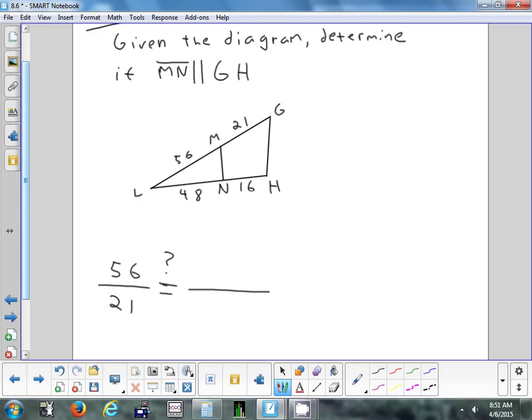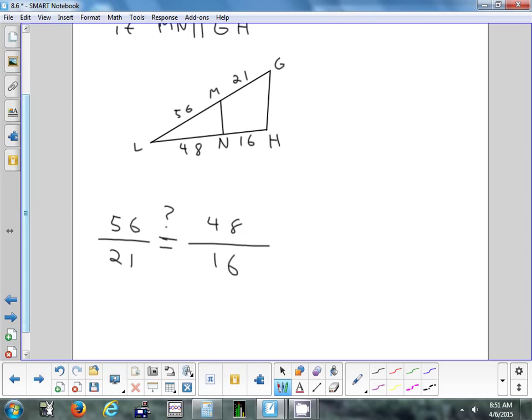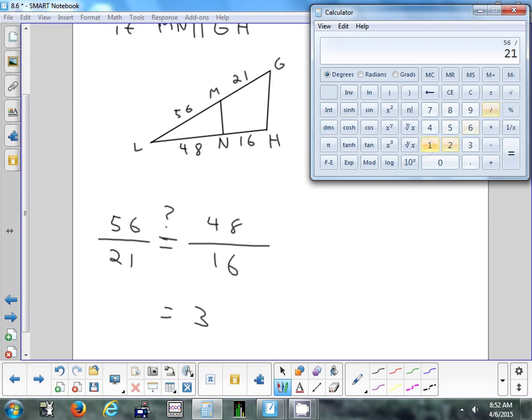Okay. And Ian, what would go on the other side? 48 over 16. Yeah. Just make sure when you set it up, you do it in the same order. Okay? Big over the small, big over the small. Looking at that, do people think these two fractions are going to come out the same? I mean, 16 into 48, that's easy to do. 16 goes into 48 3 times. Does 21 go into 56 3 times? No. It's close, but it's not quite. It's like 2.6 repeating.